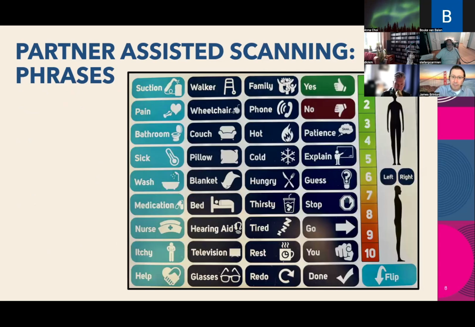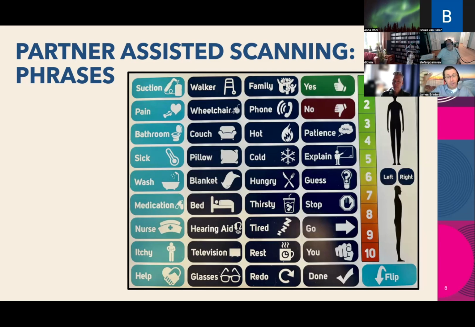Using that same concept, we have transitioned from letters into phrases. So this is a partner assisted scanning phrase board. You see here we have all sorts of common phrases: pillow, hot, cold, questions, hearing aid, glasses. You'll notice on the right we have a body on the front side, on top to bottom, left to right. So the person, if they are trying to describe their pain, we can go and scan through the body.